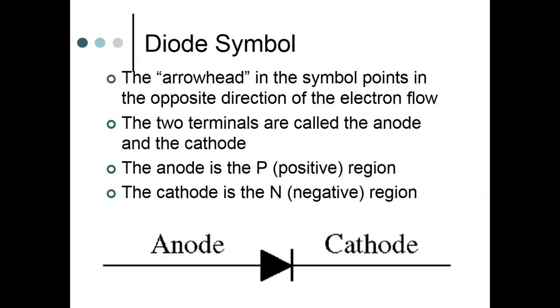So this is a symbol for a diode. We okay? Anode, cathode. How do we forward bias it? We can say the cathode has to be negative with respect to the anode, right? You understand that? Or we can say the anode has to be positive with respect to the cathode. Each one of those would work.